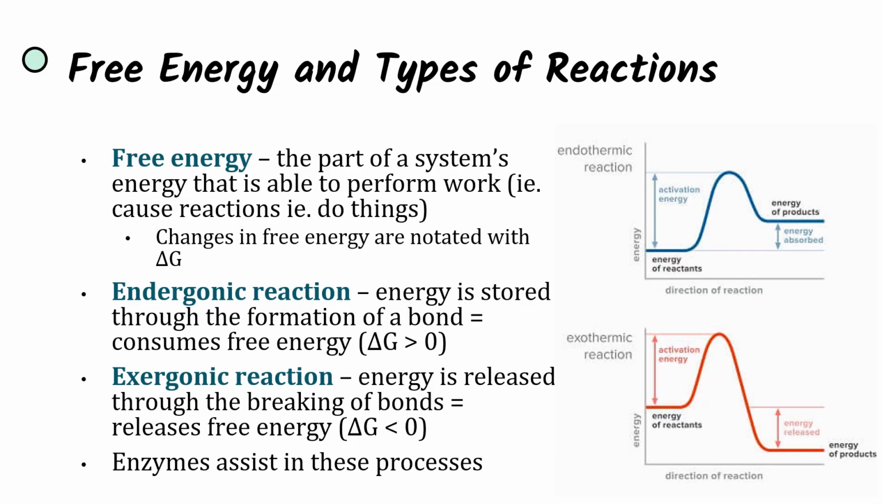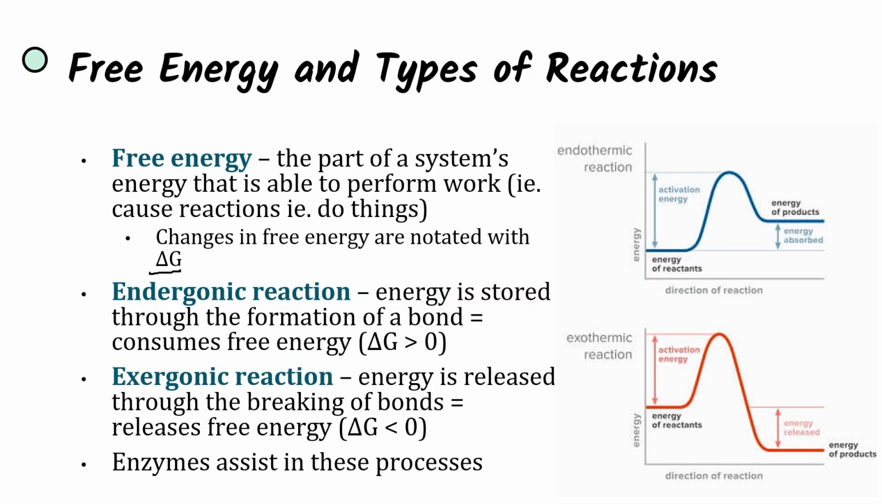Now, let's talk about free energy and types of reactions. Free energy is the part of a system's energy that is able to perform work, meaning this is the energy that can cause a reaction or the energy that can do things. And changes in free energy are notated with delta G, delta meaning change and G standing for Gibbs, because it's called Gibbs free energy. And there are two reactions that we can take a look at here. First of all is an endergonic reaction, where energy is going to be stored through the formation of a bond. This consumes free energy, so the change in free energy is going to be positive.